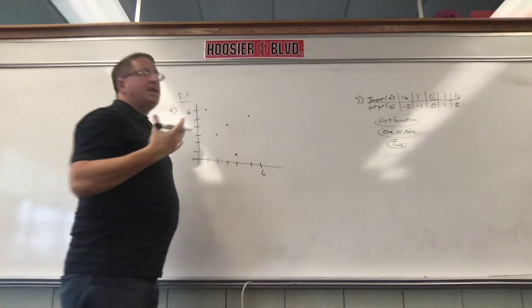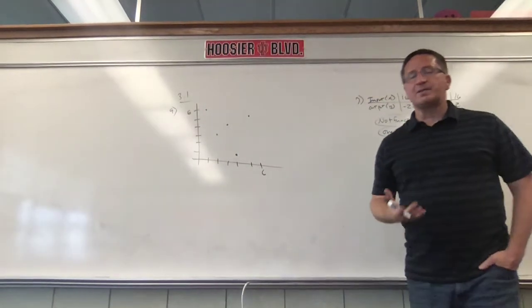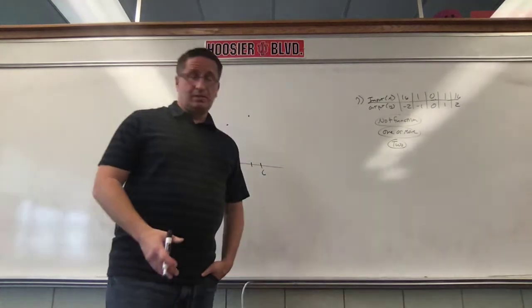Now when you have a graph, the way you can tell whether a graph is a function or not is something called a vertical line test. Vertical goes up and down.